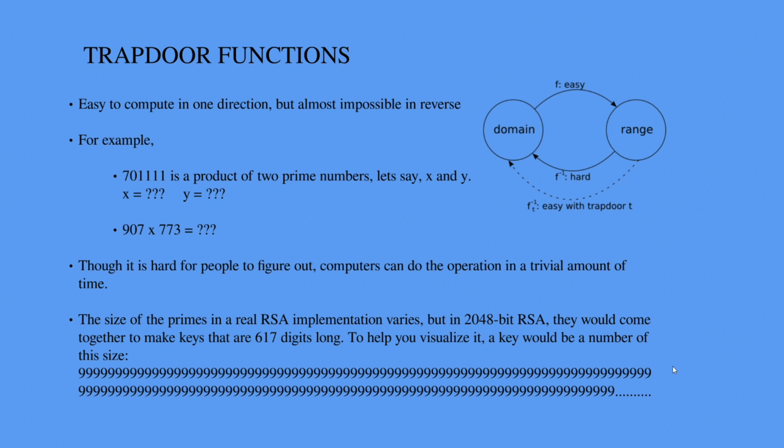But be aware that while the above example is hard for people to figure out, computers can do the operation in a trivial amount of time. Because of this, RSA uses much larger numbers. The size of the primes in a real RSA implementation varies, but in a 2048-bit RSA, they would come together to make keys that are 617 digits long. So basically, this property allows public keys to be shared without endangering the message or revealing the private key. They also allow data to be encrypted with one key in a way that can be only decrypted by the other key from the pair.